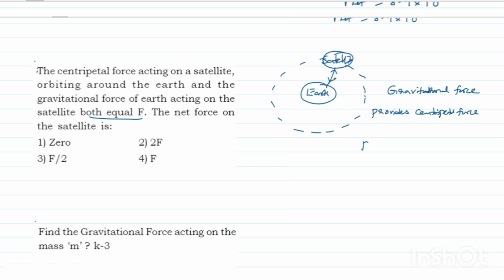So F net is nothing but the gravitational force of Earth acting on the satellite, which is given as F. So here the net force also will be F only. This is the correct answer. Let us see the next question.